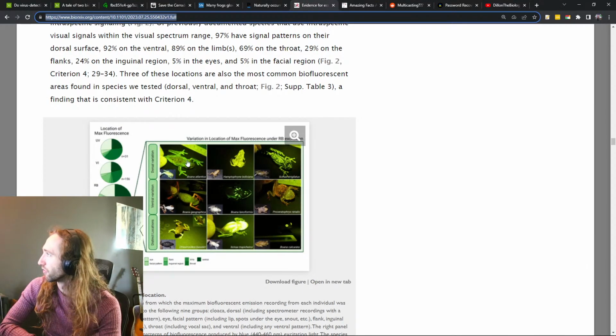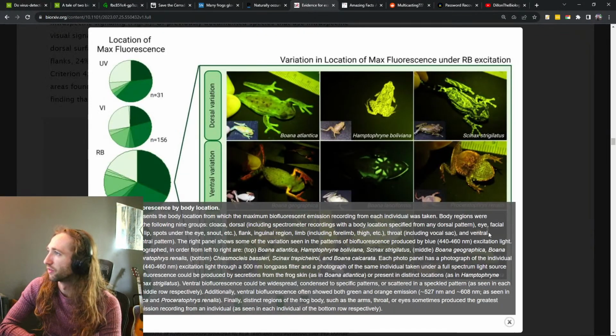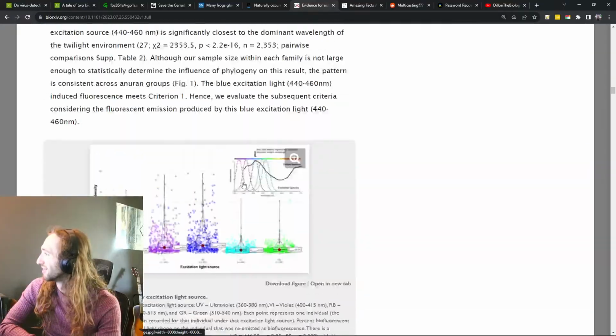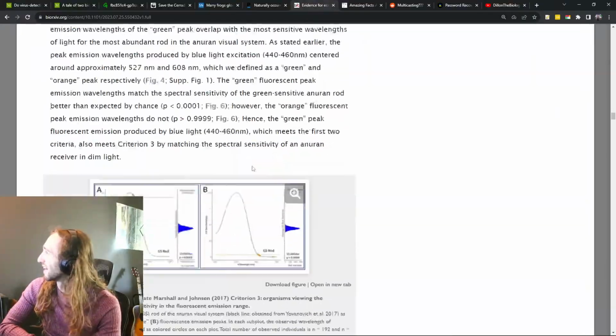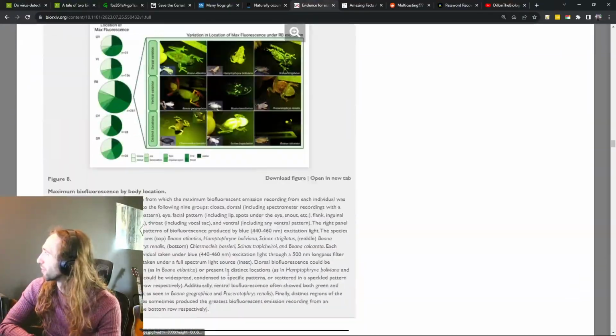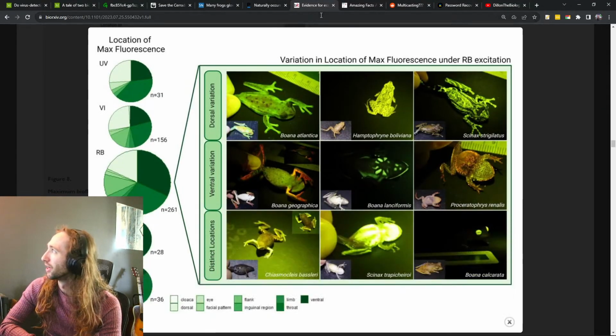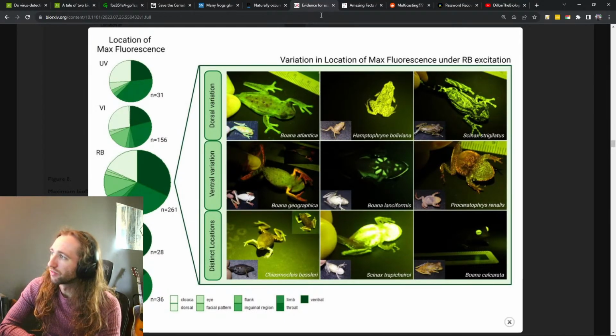Here's some frog pictures. So yeah, we can see the fluorescence. Oh, I should have had this picture up the whole time. I want to see the picture, not the caption. Can we not? There we go. So yeah, we can see all of the fluorescence here.